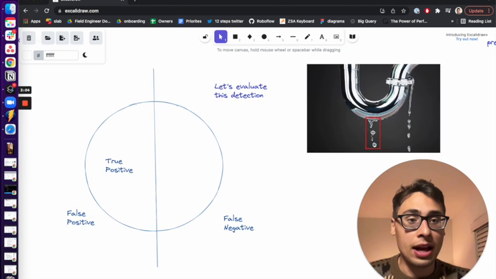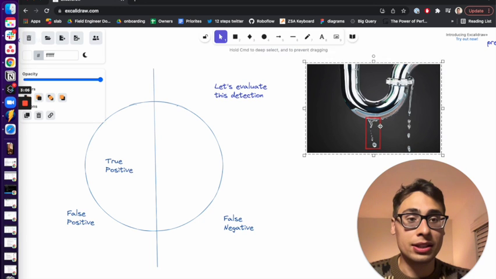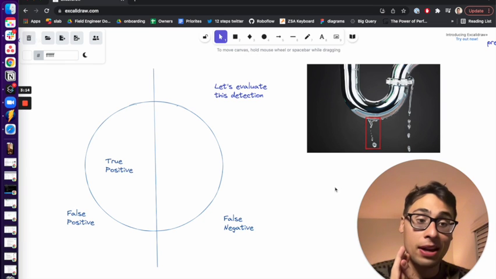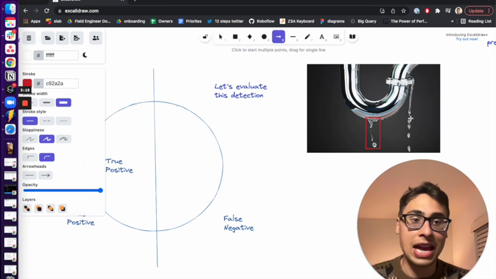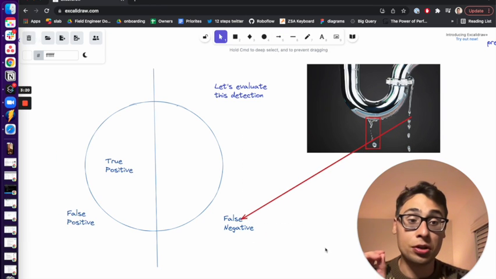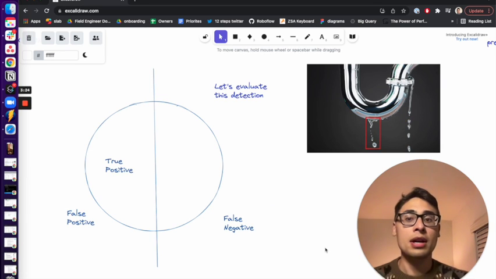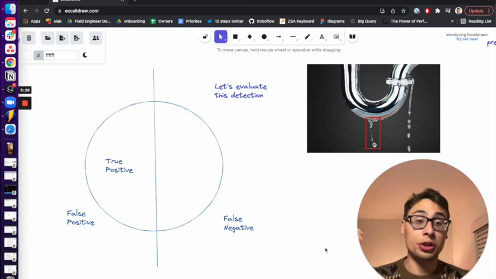So moving backwards, one more step. Notice here, I am detecting this leak successfully, true positive, but there's this even bigger leak over here to the right that I'm missing. So there is a leak happening and I'm missing it. That is a false negative. A leak is occurring and I'm missing it. Very bad.